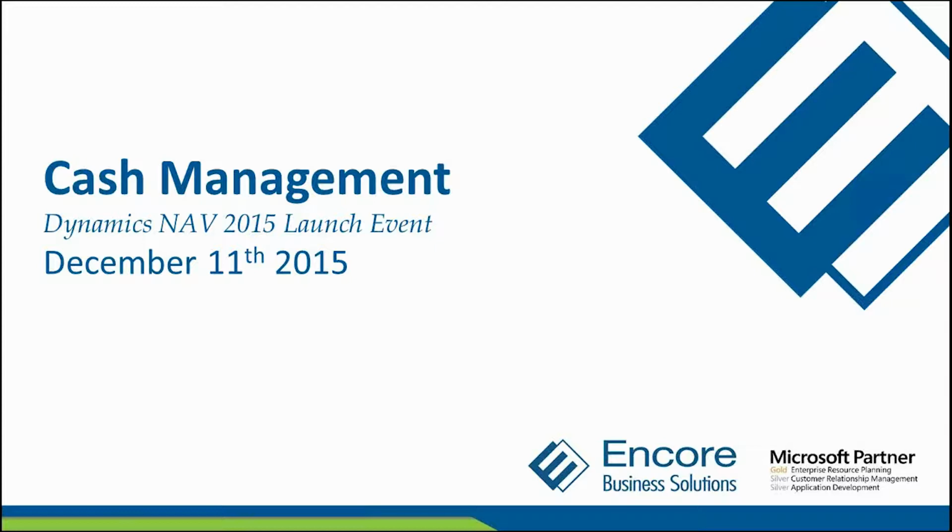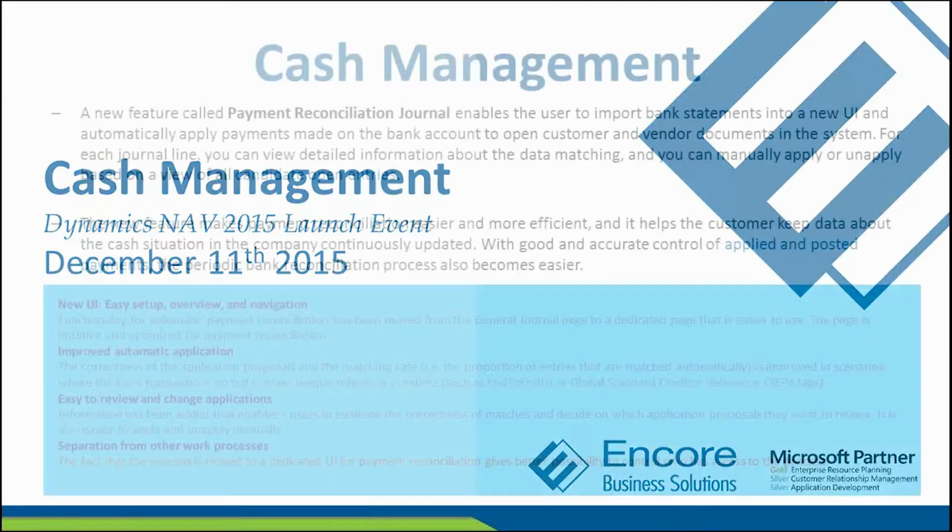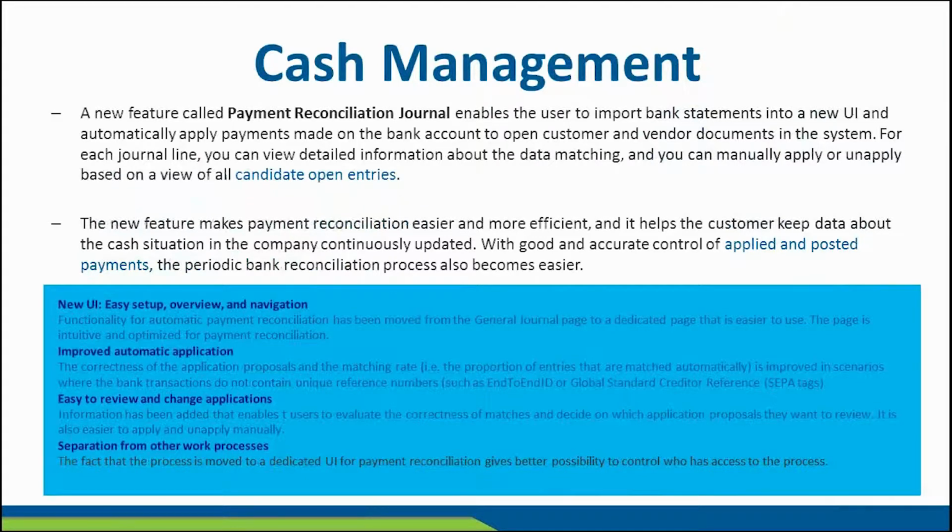They also introduced some new functionality within cash management. Now, I know we have a rather global representation of individuals from around the world, so this particular piece is really focused on the U.S. and Canada. But effectively, they've come up with a new feature called a payment reconciliation journal. And what this journal allows you to do is to automatically pull in bank transactions so that you can reconcile effectively the checks that have cleared your bank with the checks you've written within NAV, without having to do that manually.